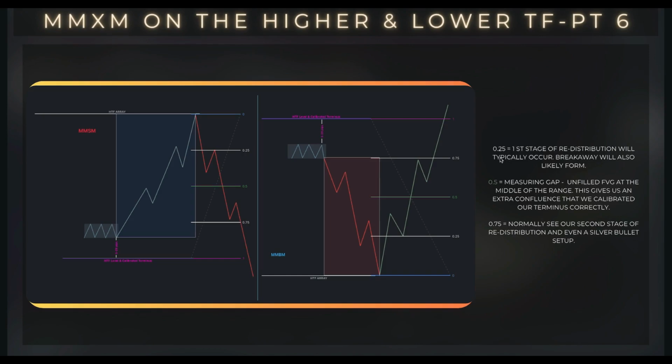Now, real quick, in the 0.25 level, you will find the first stage of redistribution will typically occur, and a breakaway gap will also likely form. In the 0.5 level, your measuring gap or another breakaway gap can form, but really all the measuring gap is, is an unfulfilled or unfilled fair value gap at the middle of the range. This gives us an extra confluence that we calibrated our terminus correctly. And on the 0.75 level, you normally see our second stage of redistribution and even a silver bullet setup. So if you happen to find a silver bullet setup around this area, you're good to go.